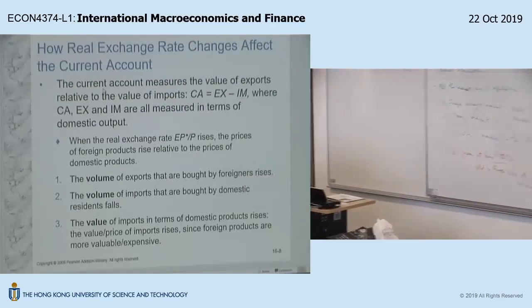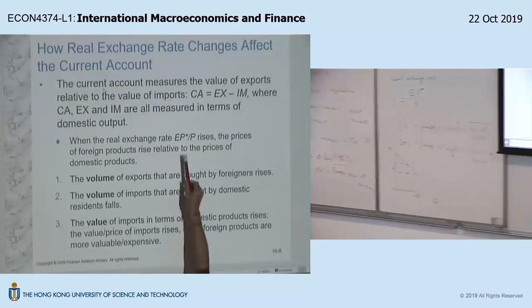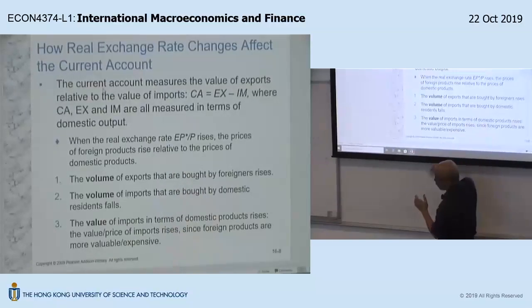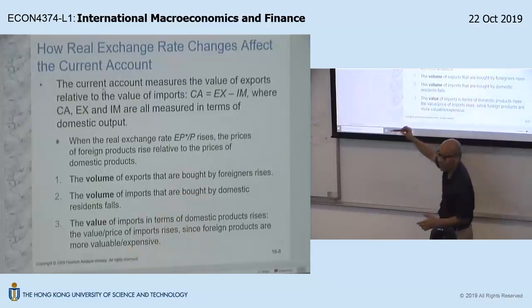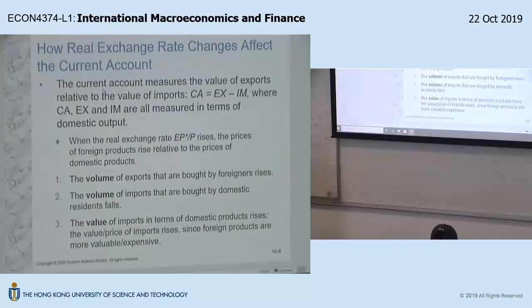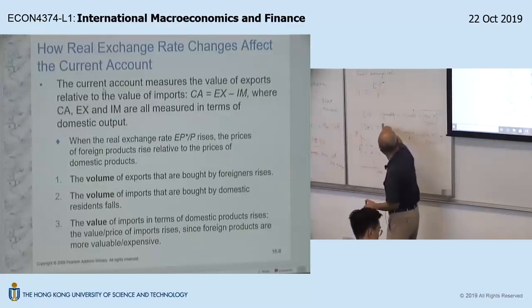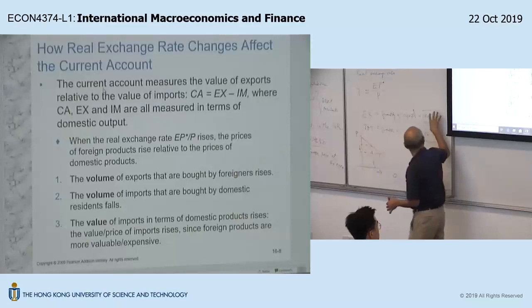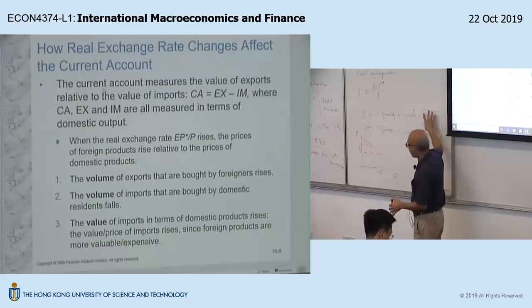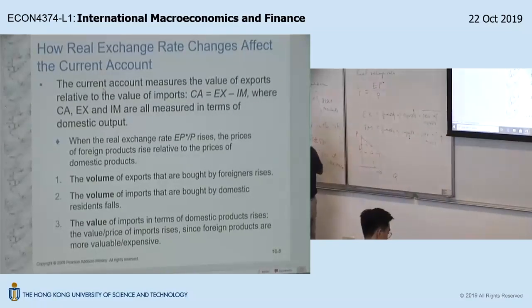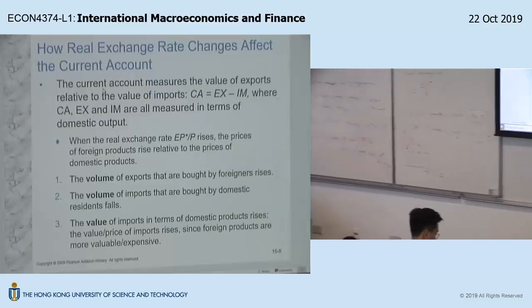So regardless, suppose the reason why the real exchange rate rises is because E rises. Just suppose E rises. If E rises, then the price of export for the Americans is unchanged in US dollars, but the price of the imports is now more expensive, because remember, Europe.